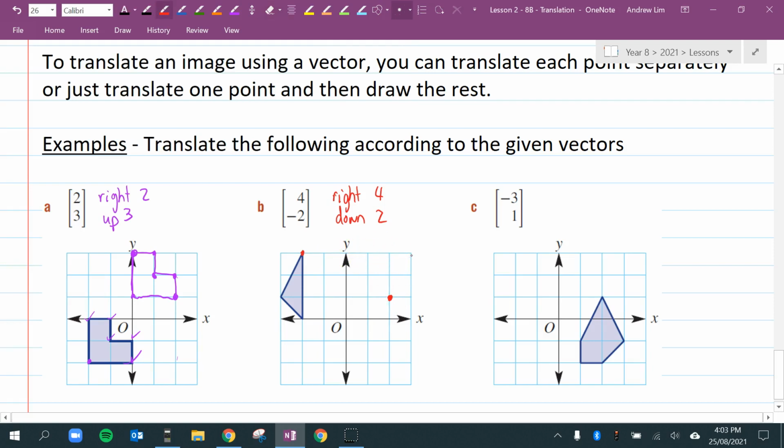And now I'm just going to draw the rest of the shape. This bit here is 3 units down, so 3 units down. Then I'm going to go diagonally 1, and then I'm just going to finish that off. And that's it. Okay, pause the video, have a go with question C by yourself, choose whichever method you want. I would say the second method is probably the easier one.